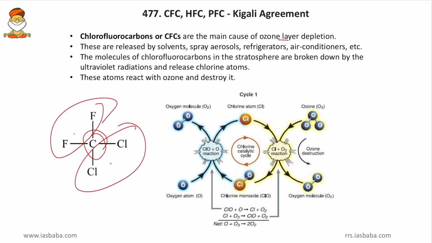Yes, we know that. Then these are released by solvents, like Dettol and other solvents, then spray aerosols, air fresheners, deodorants and others, then refrigerators, that is the fridges, then air conditioners. So, all these are the sources of chlorofluorocarbon. Then the molecules of chlorofluorocarbon in the stratosphere are broken down by ultraviolet radiation and release chlorine atoms, and these atoms react with the ozone and destroy it.